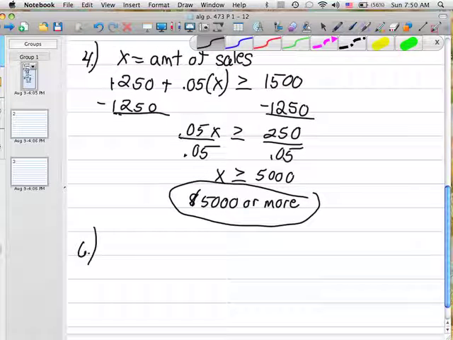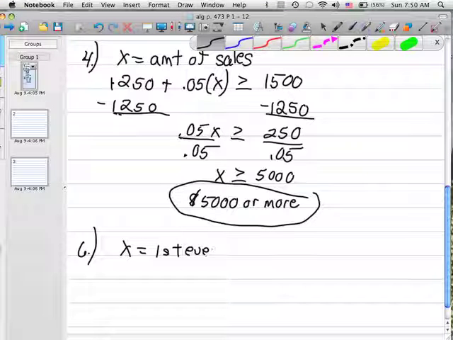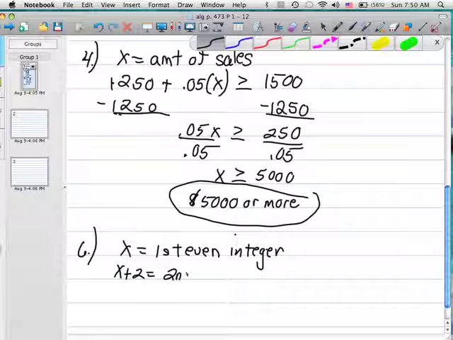Problem number 6. The sum of two consecutive even integers is at most 400. Find the pair of integers with the greatest sum. So if x equals the first even integer, then x plus 2 is the second even integer.